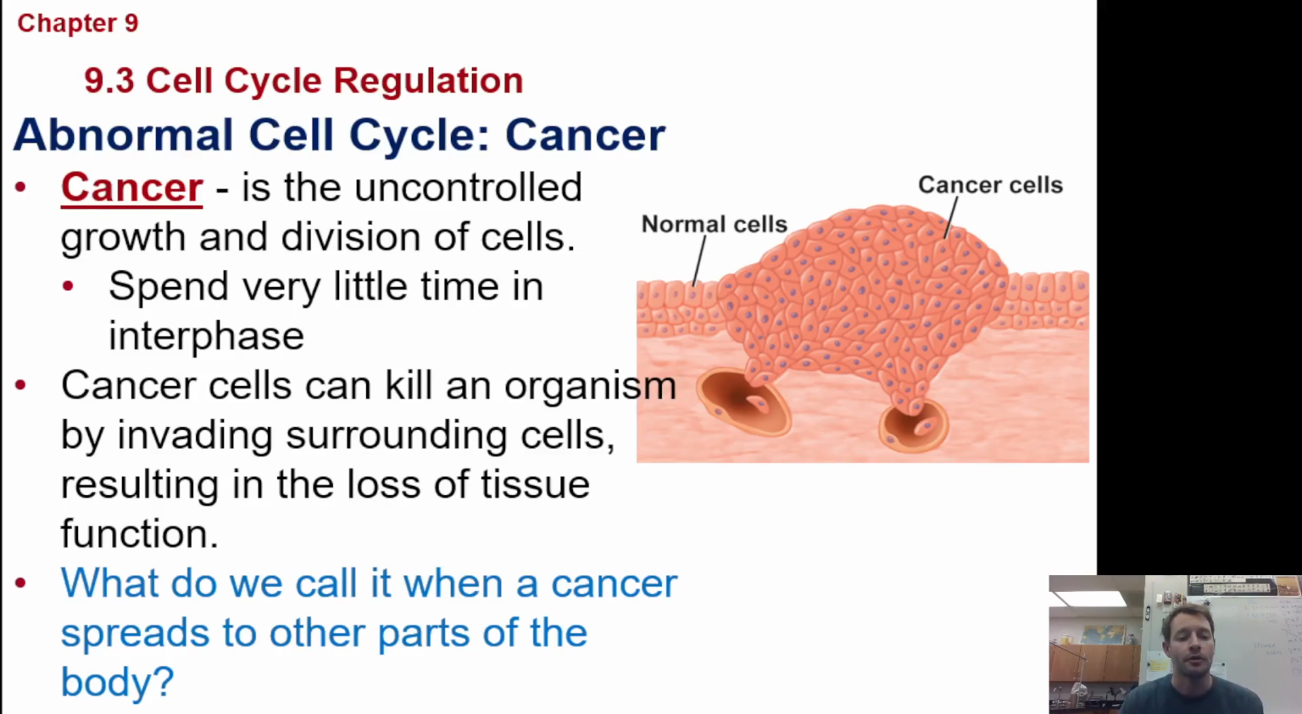So cancer cells can kill an organism in a number of ways. They could invade surrounding cells, resulting in the loss of tissue function, or they could spread throughout the body as well. So what do we call it when a cancer spreads to other parts of the body? We call it metastasis.